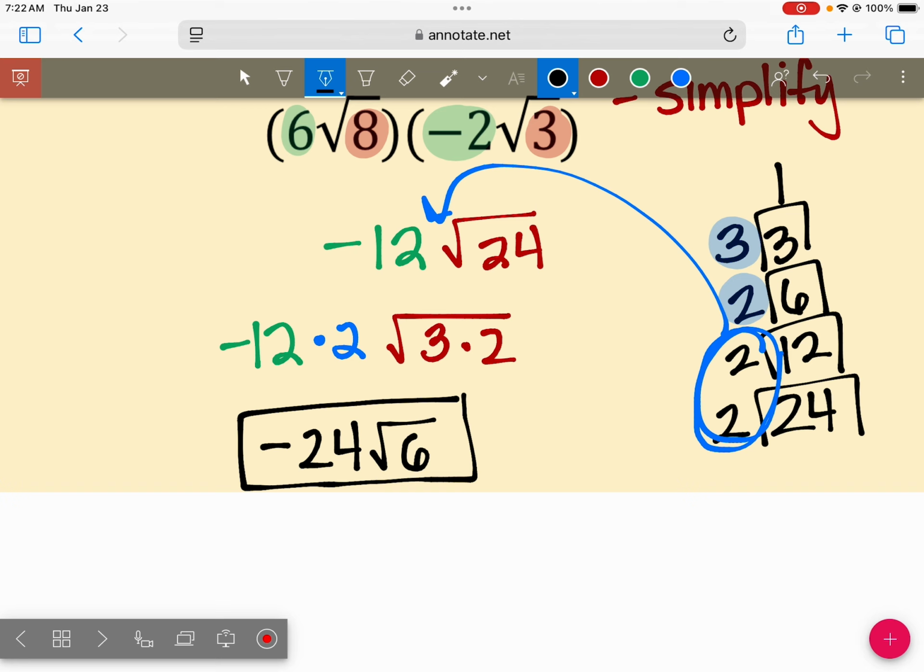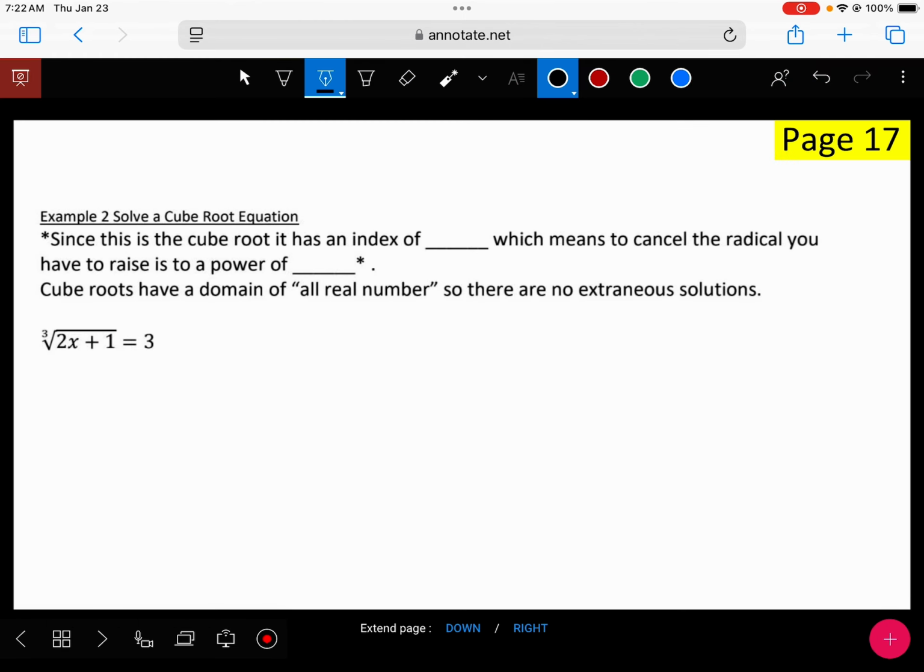All right, so now let's go to our notes. I think we're on page 16, 17, something like that. All right, 17. We're on page 17.